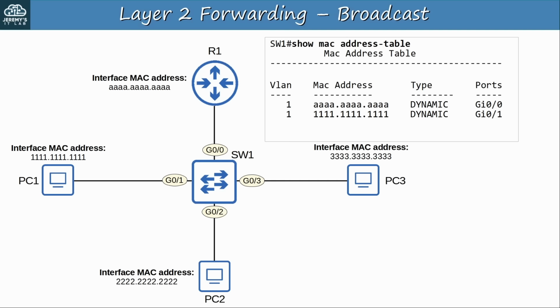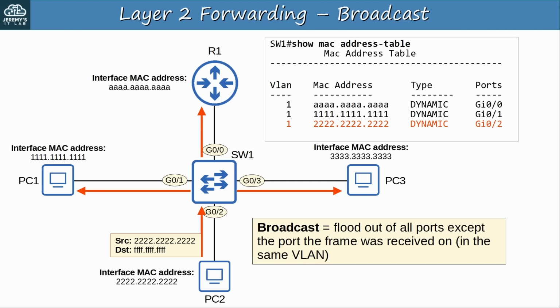Next up, broadcast. PC2 sends a broadcast frame, source MAC of all 2's and destination of all F's, which is the broadcast MAC address. When switch 1 receives this frame, it first adds an entry for PC2's MAC address in its MAC address table. Then, what does it do with the frame? As you already know, it will flood it to all ports in the same VLAN, except the port the frame was received on, so it doesn't flood the frame back out of G0/2.